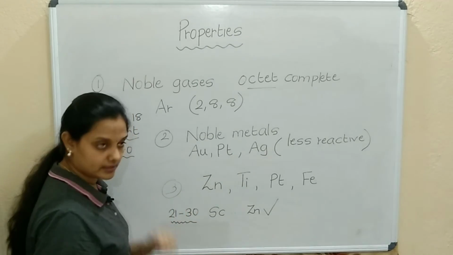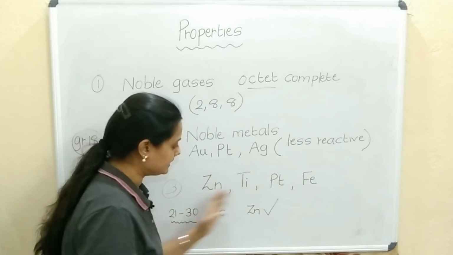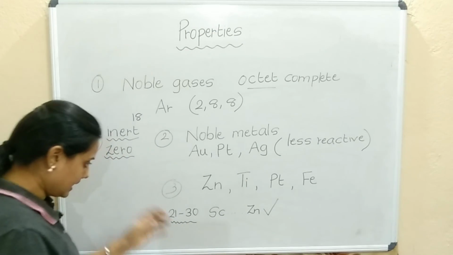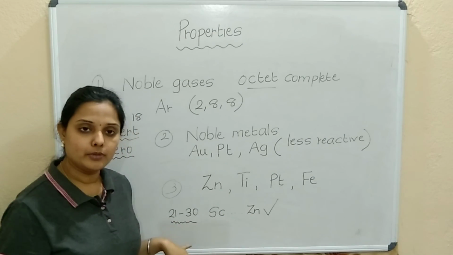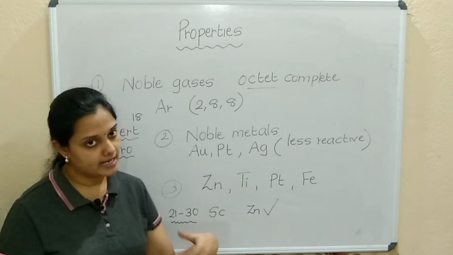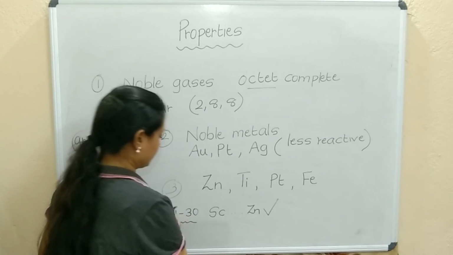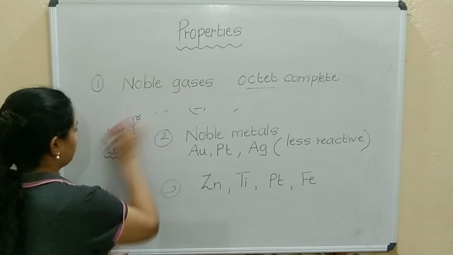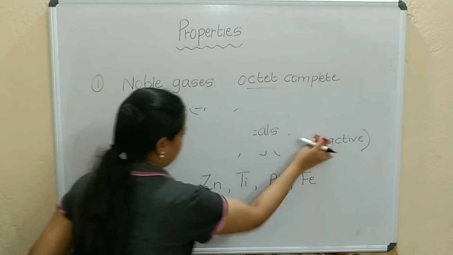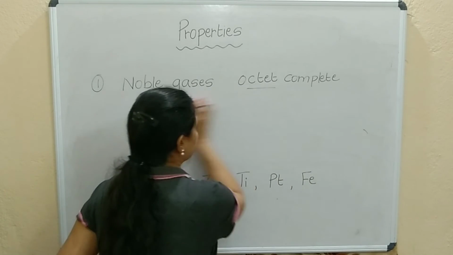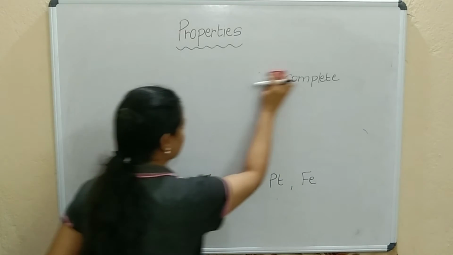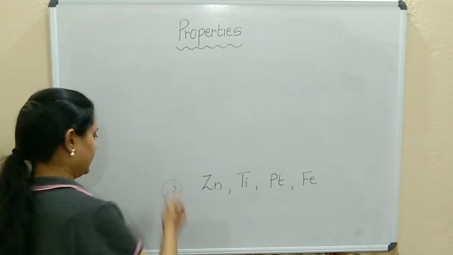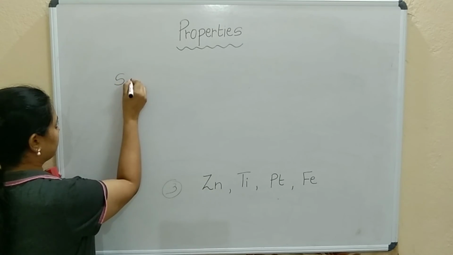Okay, let's discuss the third question. Out of these elements, which will not react with dioxygen? I gave you a hint that atomic number 21 to 30, these elements will react with dioxygen. Correct? So 21 to 30, the elements are scandium to zinc. Correct? Scandium to zinc. So how to remember?